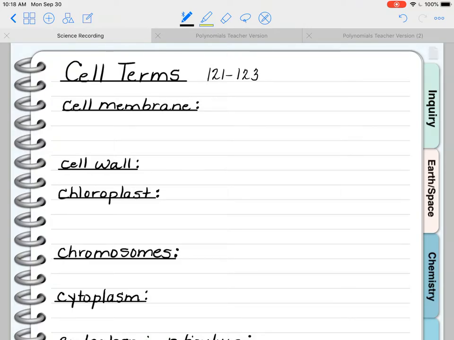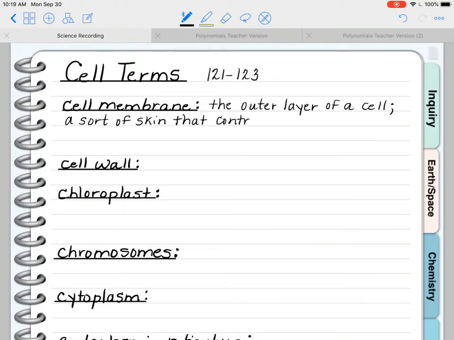So the first thing that we're starting out with is cell membrane. And this is the outer layer of a cell. It is a sort of skin that controls what enters or leaves the cell.